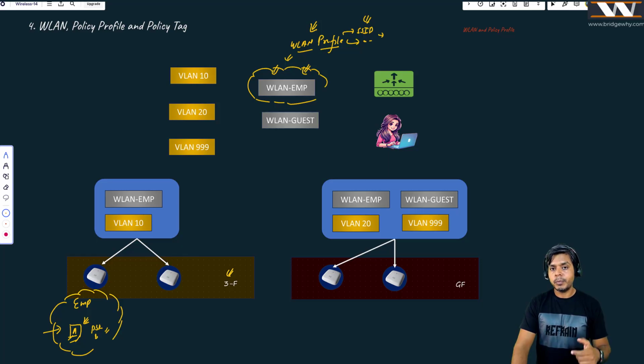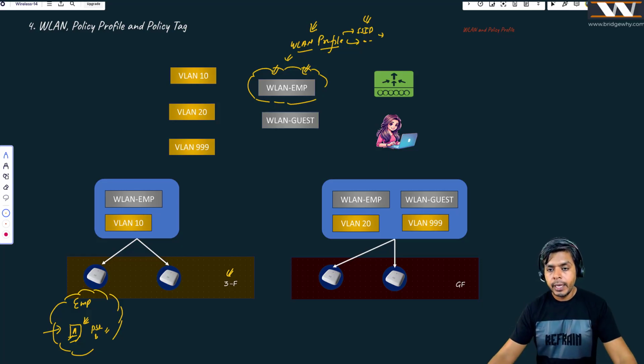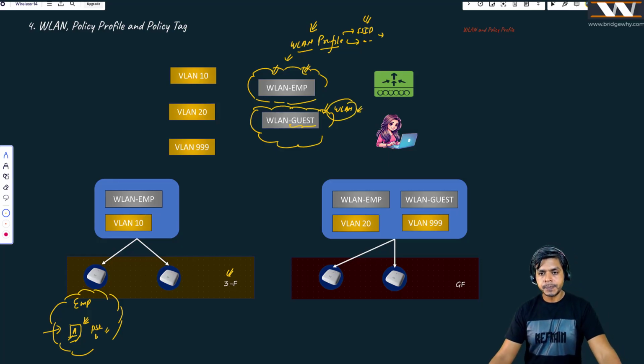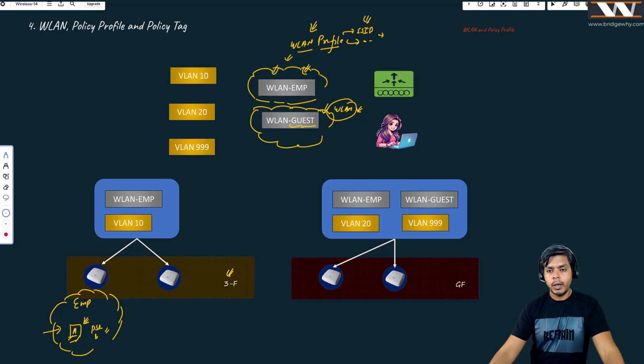So a WLAN profile doesn't only mean that you are just creating an SSID, you are also specifying some parameters, right? If I'm saying Anjali is creating another WLAN, it means that Anjali has created one more WLAN profile, and this WLAN profile is for SSID guest, as simple as that. So these are your WLAN profiles.